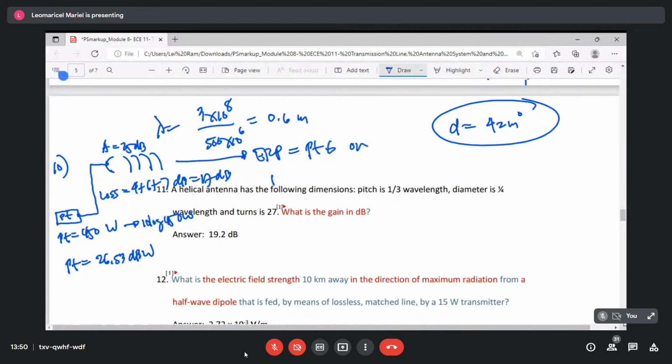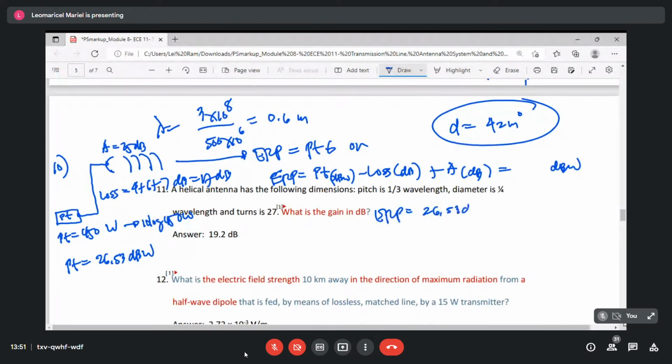Or, pwede din namang yung ERP mo will be PT na naka-dB plus 8 na naka-dB. So, ang lilitaw mo dito, dB watt. Yan yung pinakamadali. So, therefore, the ERP is equals to 26.53 dB watt minus, kasi loss, total loss mo 17 dB plus, bakit plus? Gain kasi yan antenna, 25 dB. Can we add dB watt and dB? Oo. O, ilan yan?